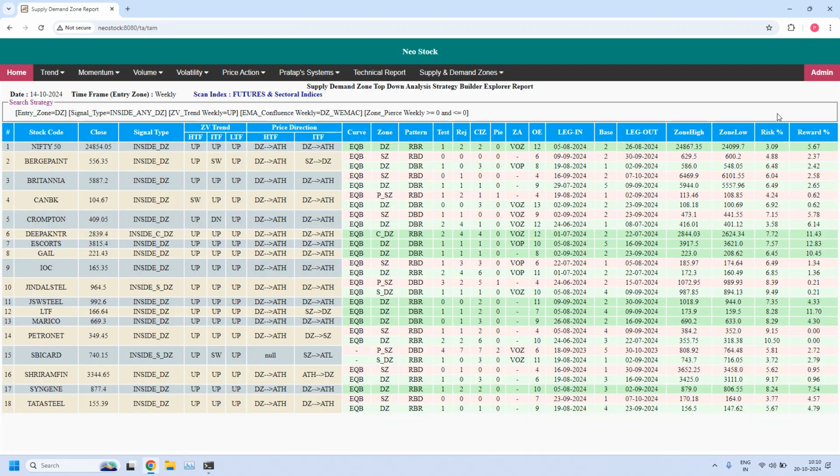Let us check. Now the list is reduced to 18. In all these 18 stocks, the weekly trend is uptrend. What is weekly? Because the current time frame we have selected is weekly. That is nothing but LTF.